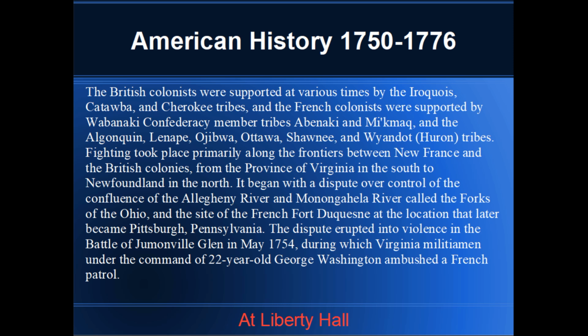It began with a dispute over control of the confluence of the Allegheny River and Monongahela River, called the Forks of the Ohio, and the site of the French Fort Duquesne at the location that later became Pittsburgh, Pennsylvania. The dispute erupted into violence in the Battle of Jumonville Glen in May 1754, during which Virginia militiamen under the command of 22-year-old George Washington ambushed a French patrol.